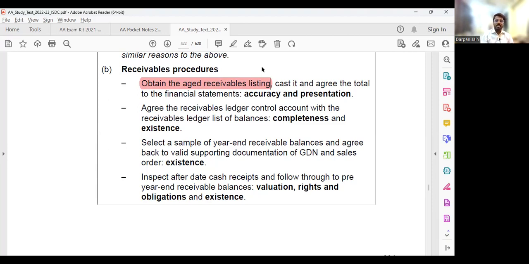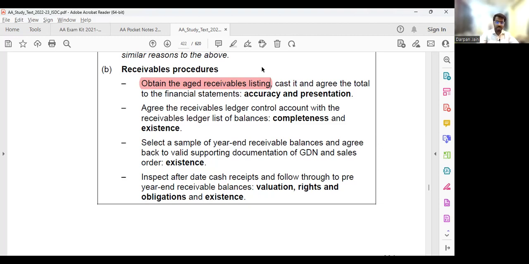Next, select a sample of year-end receivable balances and agree back to the supporting documentation. Select a sample of the year-end receivable balances and agree them back to see whether they have a sales invoice or not, whether they have a related goods dispatch note or not, to see whether that receivable actually exists or whether they have just recorded a fake or fictitious receivable. So to check that, what are you doing? You're selecting some sample of year-end receivables and tracing it back to their goods dispatch notes, to their sales orders.